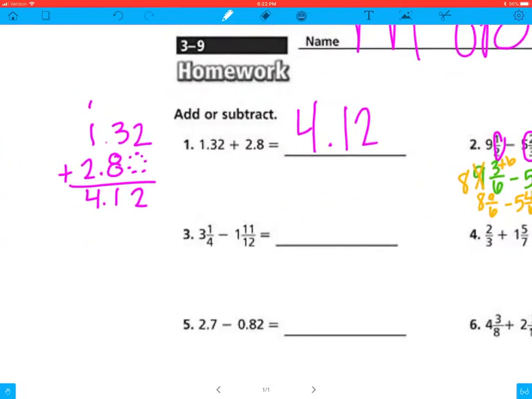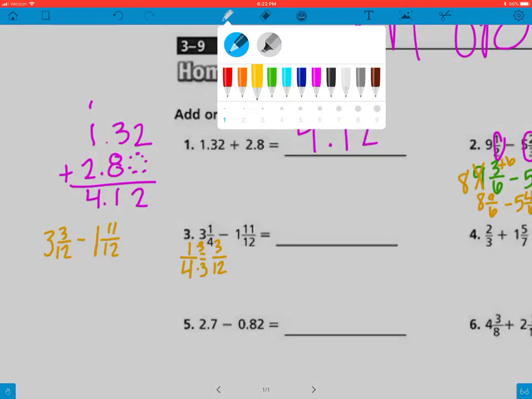Number 3, 3 1/4 minus 1 11/12. So I know that between 4 and 12, the least common multiple is 12. So 3 3/12 minus 1 11/12. And you see, now I'm going to try and figure out the eraser on here. I'm slowly but surely figuring this iPad out.